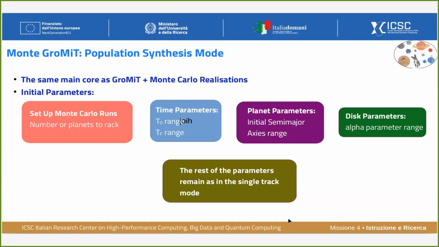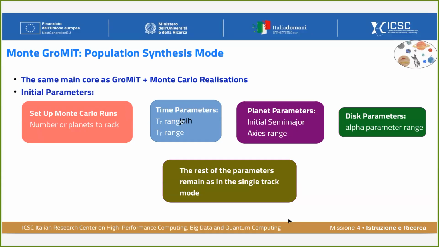And then you put a range for the initial time where you put the seed. So you might start having a core at 0.1 million years or at 2 million years. The user can choose the range, and the same thing for the final time when the code stops. And you can also have a range for the initial semi-major axis for the core seed, and you can also change the alpha parameter.